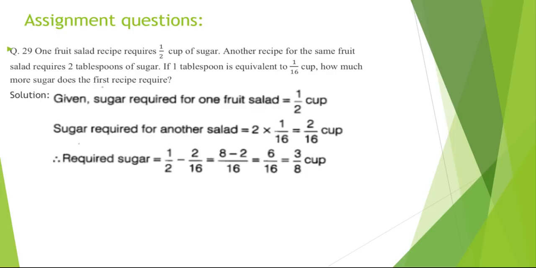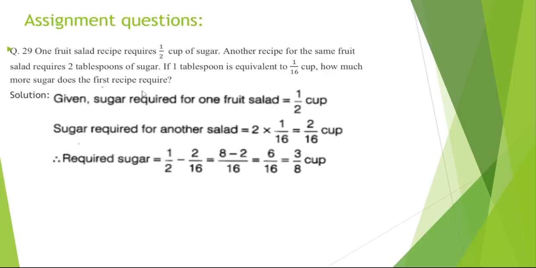Now, there are a few assignment questions. This is question number 29 of your assignment folder. Let's read the question first. One fruit salad recipe requires 1 by 2 cup of sugar. Another recipe for the same fruit salad requires 2 tablespoons of sugar. If 1 tablespoon is equivalent to 1 by 16 cup, how much more sugar does the first recipe require?